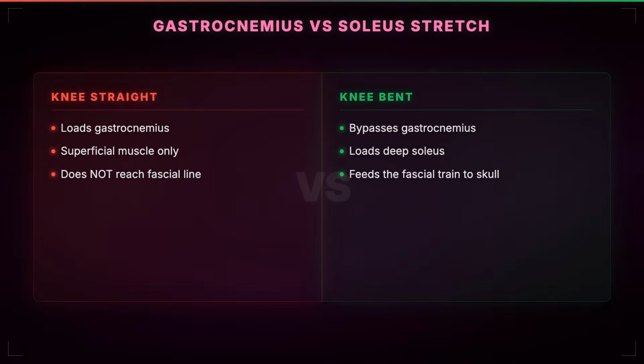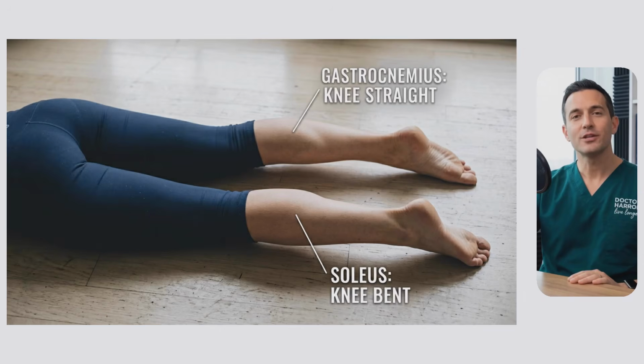Most calf stretches target the gastrocnemius, the superficial muscle, by keeping the knee straight. Bending the knee bypasses the gastrocnemius and loads directly into the soleus, which is the deep muscle, the one that feeds into the fascial line we're after. Hold this position for 45 seconds per side.